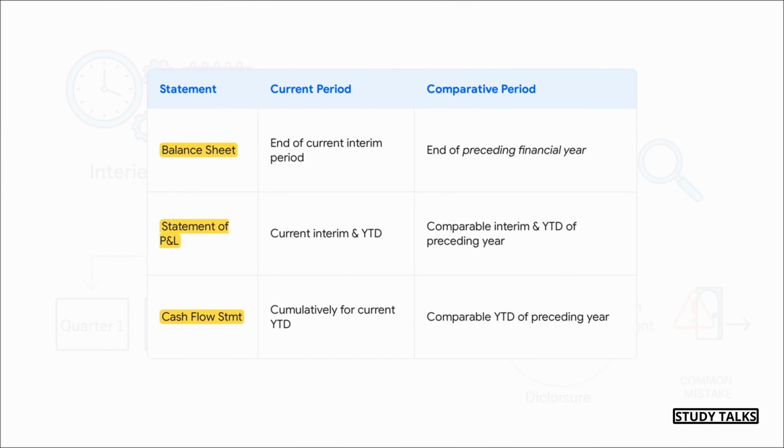Okay, everyone, listen up. This table is where so many marks are needlessly lost. It's so important. For your profit and loss and cash flow, it's pretty intuitive. You compare this quarter with the same quarter last year. Simple. But look at the balance sheet. This is the trap. You do not compare it to the balance sheet from the same quarter last year. You compare it to the balance sheet from the end of the last full financial year. Please remember that. It's a huge exam point.